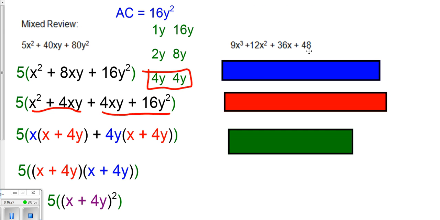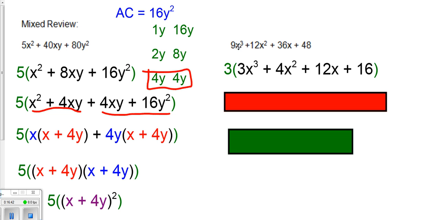Here we have 4 terms, 9x cubed plus 12x squared plus 36x plus 48. Because it is 4 terms, we can't do an AC method, we can only group. Before we group though, we always look for greatest common factor. And we can take a 3 out of each of these. So 3 comes on the outside, and it leaves this expression left over.